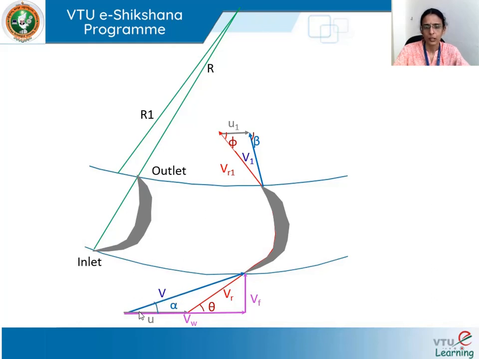The component of V along the tangential direction is known as the velocity of whirl at the inlet, and the component of V along the radial direction is known as the velocity of flow. These are represented as VW and VF respectively. The same can be done at the outlet also. The component of V1 along the tangential direction, which will be in the negative x direction, is VW1, and this is the case when beta is less than 90 degrees. The corresponding radial component of V1 is represented as VF1. So, this completes the inlet velocity triangle and the outlet velocity triangle respectively.